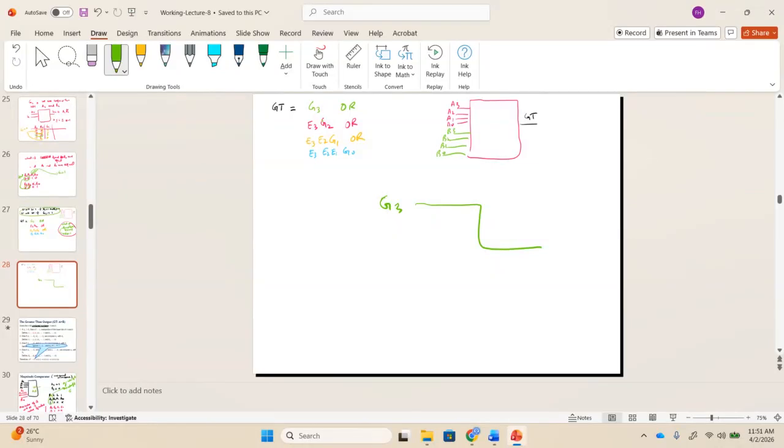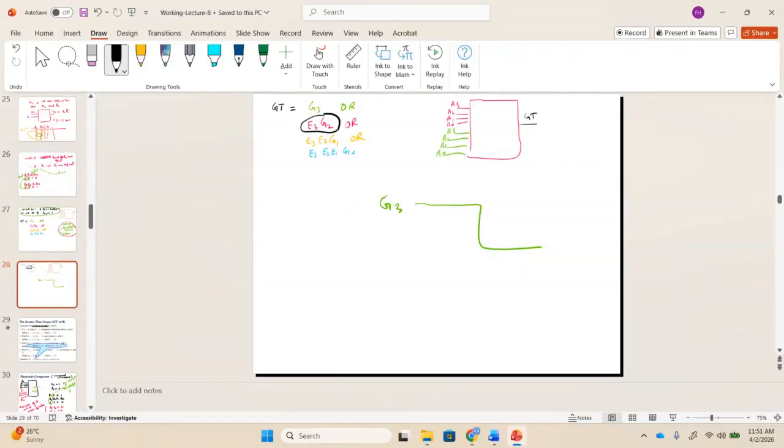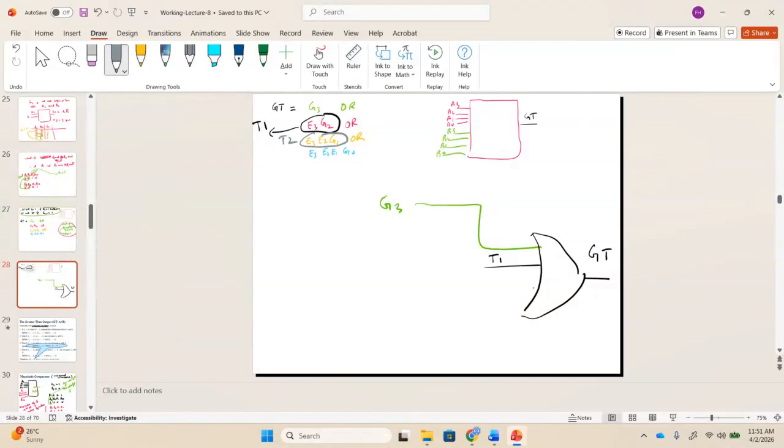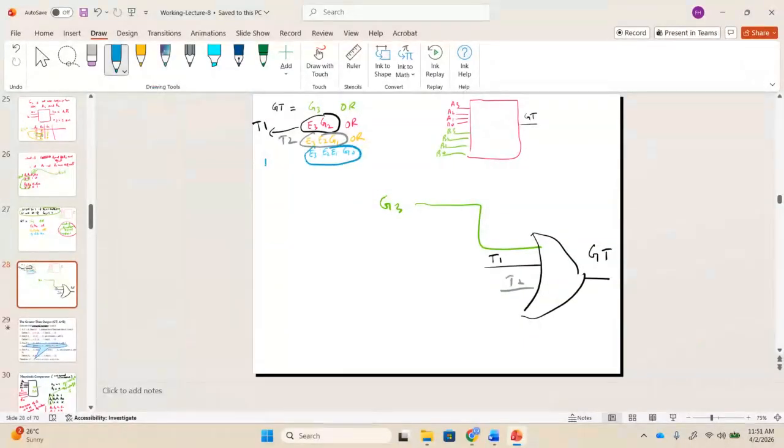Now I'm using the black color for this. Let's assume this black color is another OR gate. This is my OR gate. We have a four input OR gate, and the output will be GT. So this is T1. And then we have the other color. Let's assume this is T2, and we have an OR gate. And the last thing, let's assume this is T3.